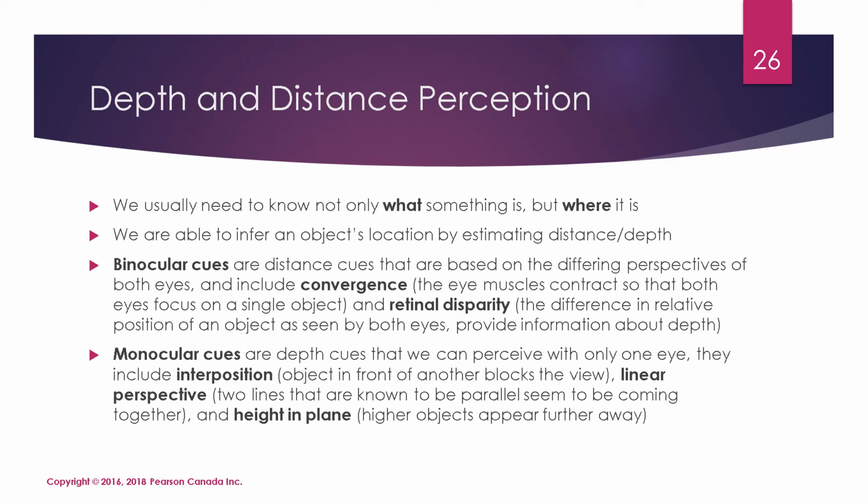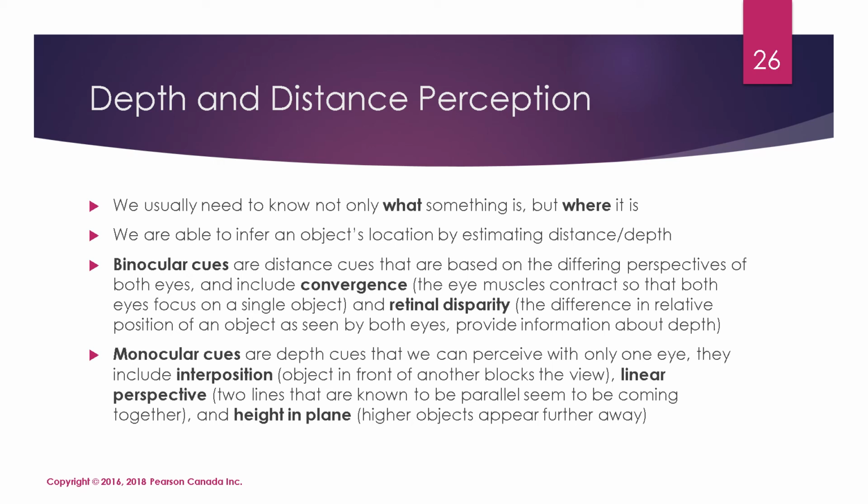And again, depending on how close or far away the object is from you, you end up having more retinal disparity, so the object looks like it really jumps back and forth a lot, or you have less, so it doesn't seem to move much. And again, that's something that your brain can use to estimate how close or how far something is from you.